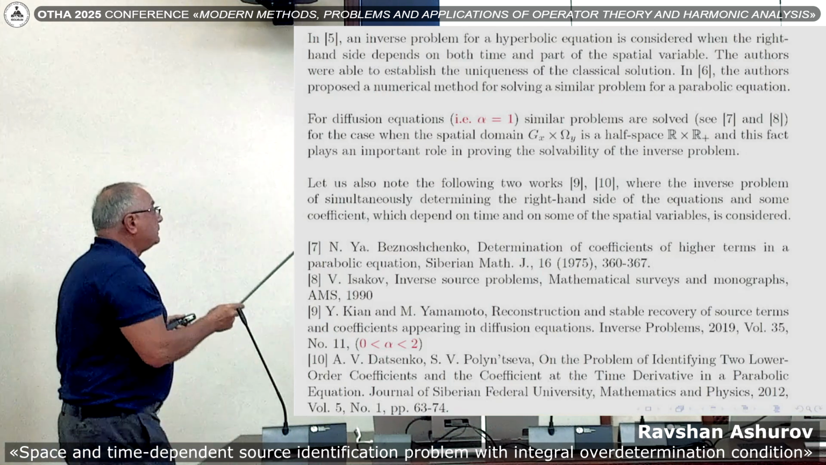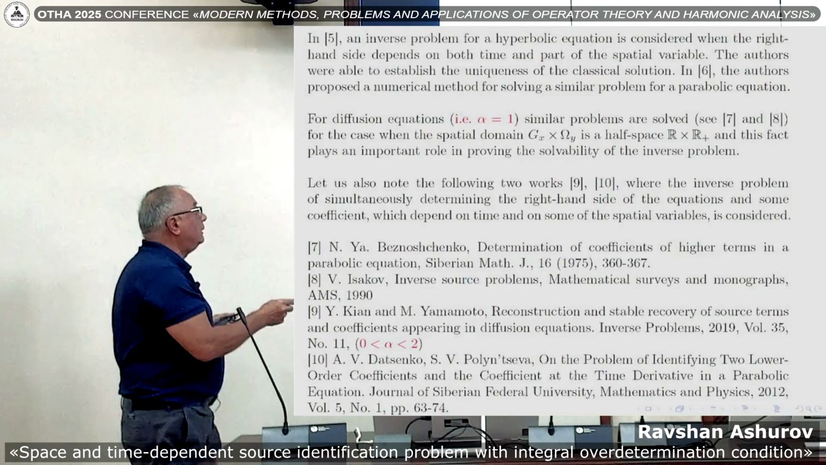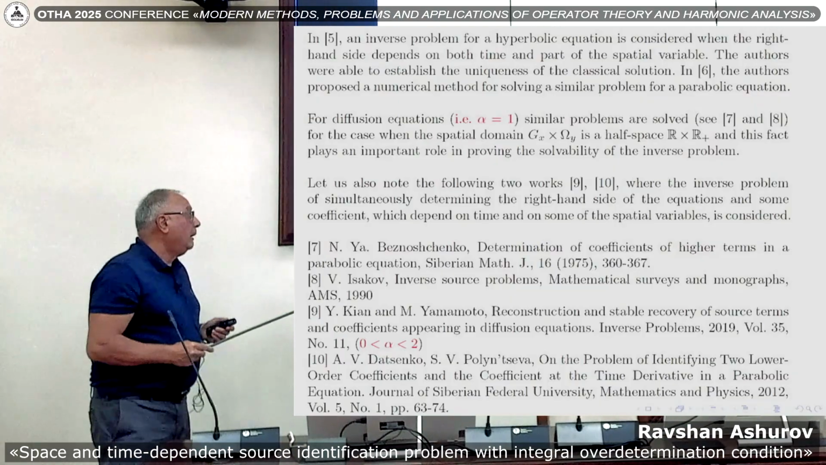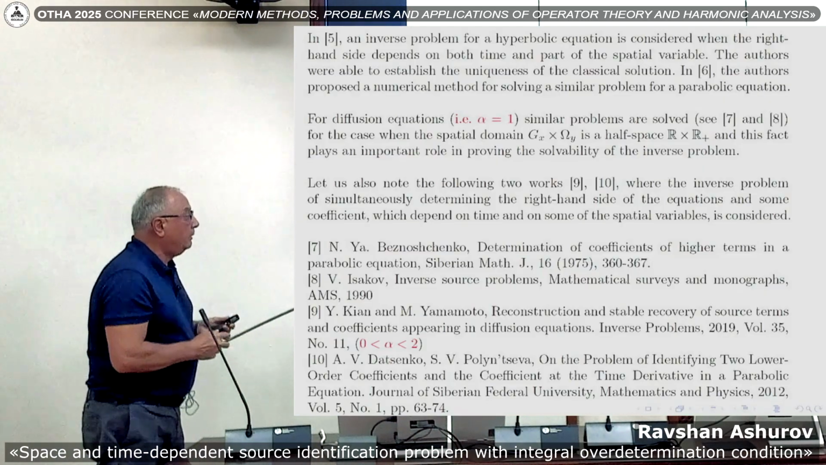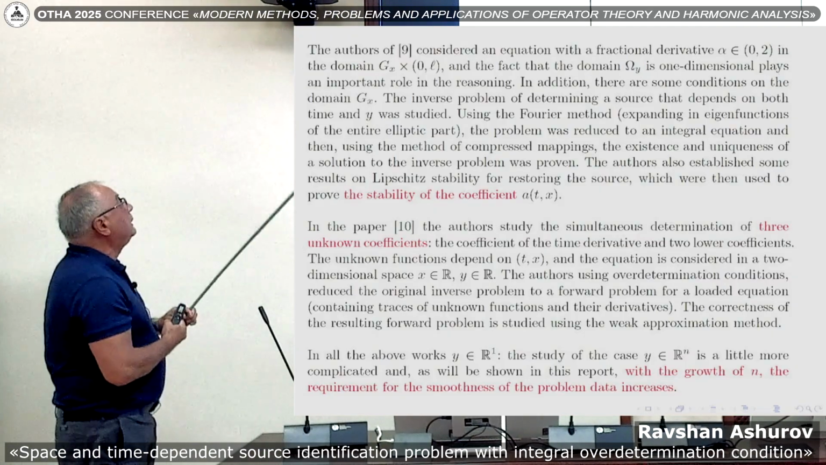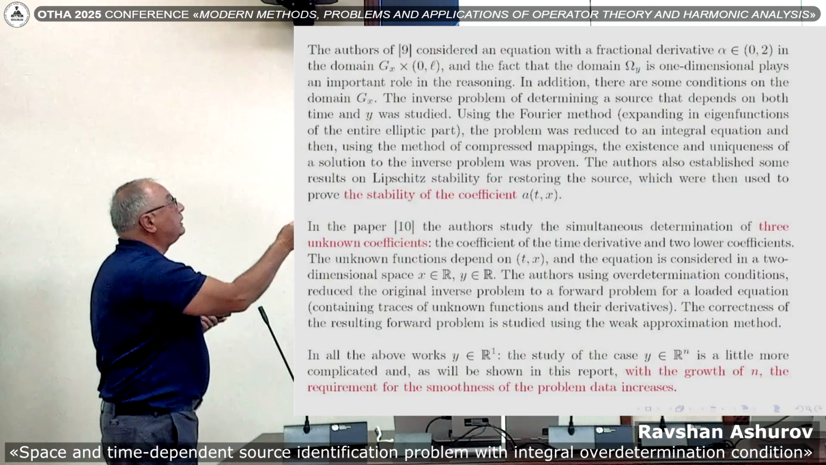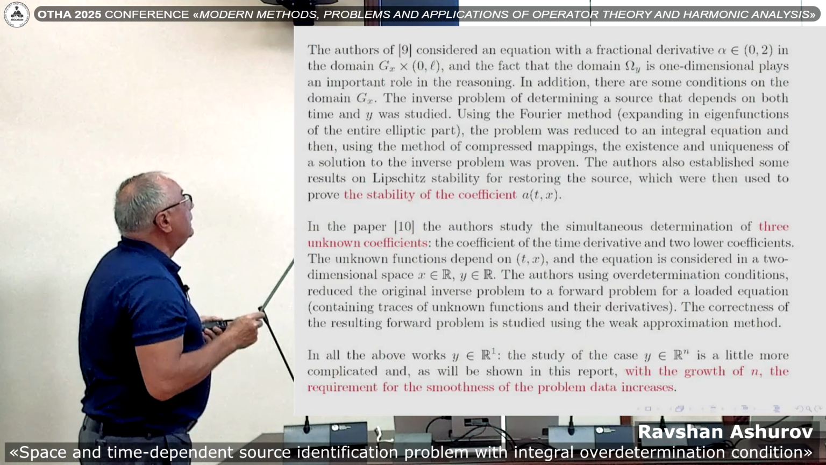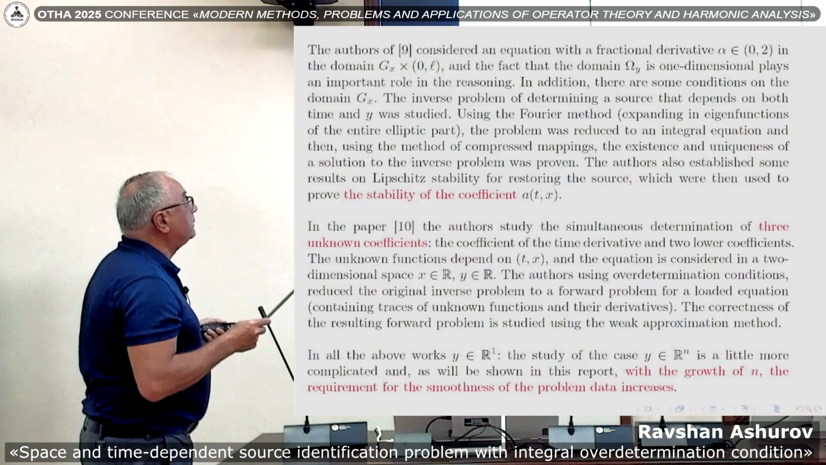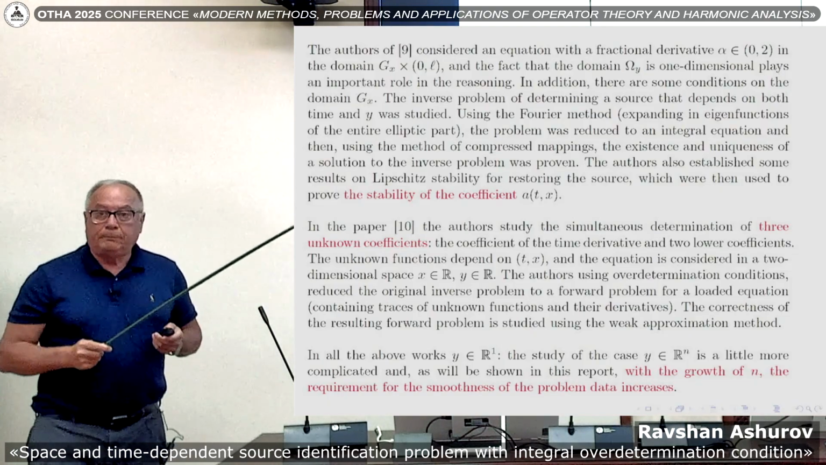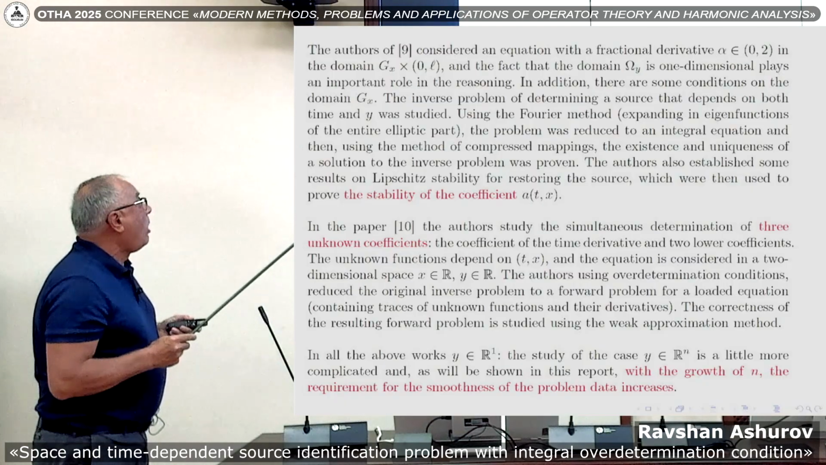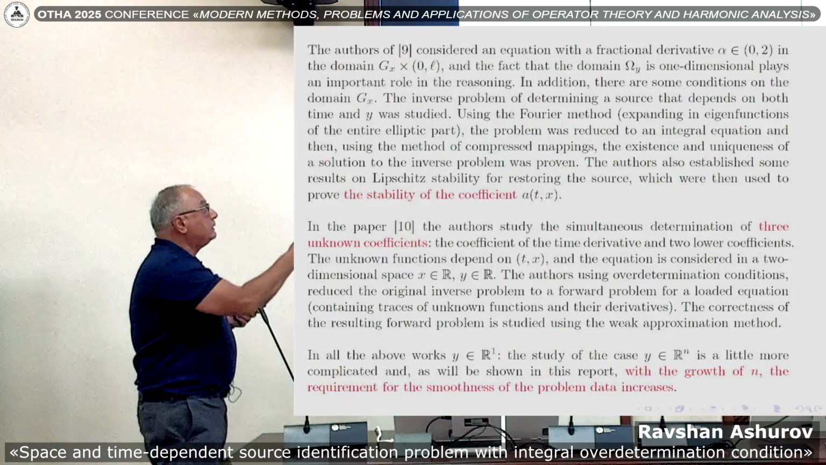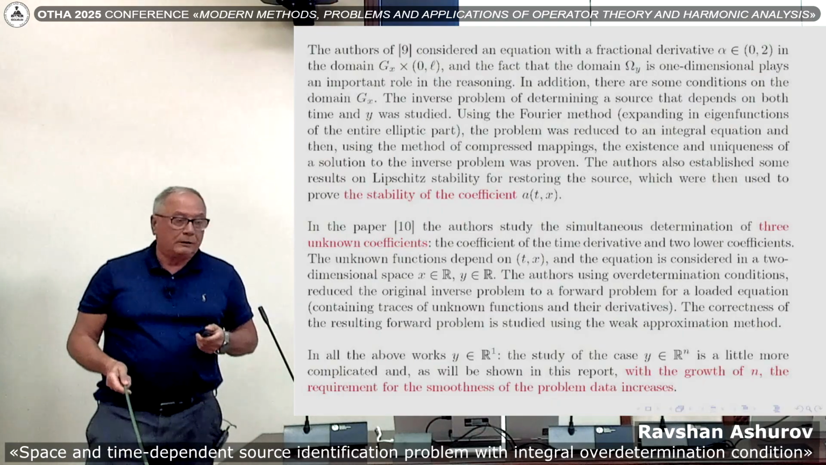We also note papers 9 and 10. In paper 9, Yamamoto and colleague considered a fractional differential equation with alpha from here, and in paper 10 they considered a parabolic equation. In paper 9, again, y is one-dimensional, and for g of x there are certain conditions. Using the Fourier method, the problem was reduced to an integral equation, and then the authors applied the contraction mapping method. They proved existence and uniqueness of h, but about the coefficients, they only proved stability.